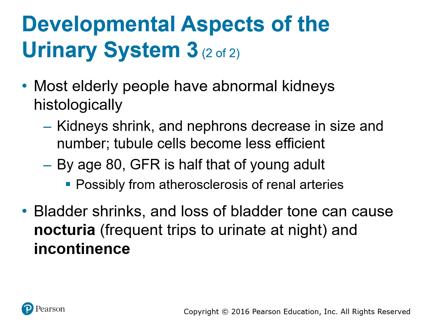Most elderly people are going to have some abnormal kidney tissue histologically. Kidneys are going to shrink, GFR goes down significantly, and the bladder shrinks, with loss of bladder tone and nocturia. That means frequent trips to urinate at night. In men, you're going to worry about their prostate, but we'll get to that when we get to the reproductive tract, and incontinence.